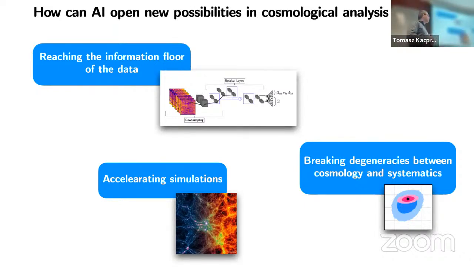Now, the other way that we can include AI in our pipelines is through accelerating simulations. Again, here, AI understands images. It can also understand voxelized data.